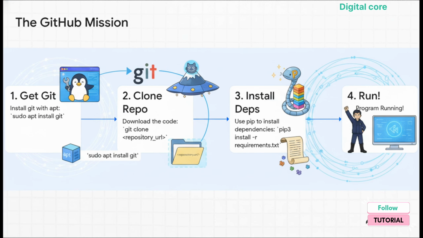First, we use our hero, apt, to install Git, the tool we need to talk to GitHub. Then, in step 2, we use Git itself to clone or download the project's code. Once we're inside the project folder, we see that it's a Python project. So for step 4, we use our specialist tool pip3 to install all of its dependencies. And finally, we can run the program. This is the Linux ecosystem in action.